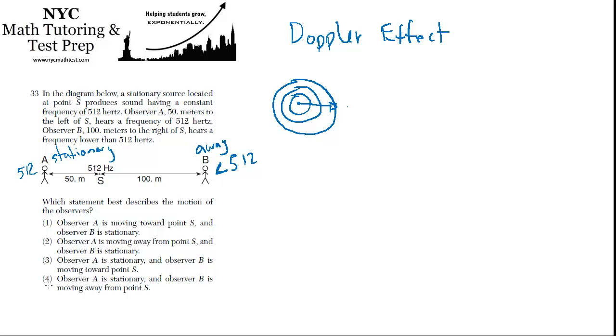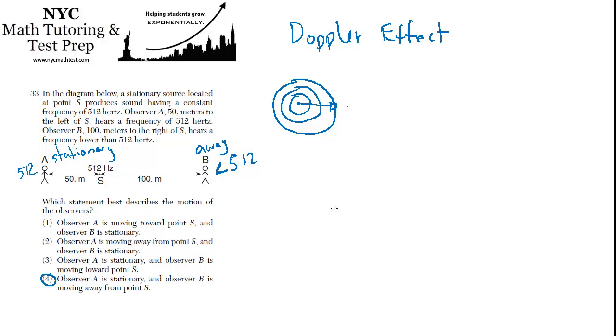So the best choice is 4. Observer A is stationary. He gets the same frequency because he's not moving relative to the source. And observer B gets a lower frequency because he's moving away from the source. So it's taking longer for each of those crests to reach him because he's moving away from them. If he was moving toward them, it would take less time. That would be a higher frequency.